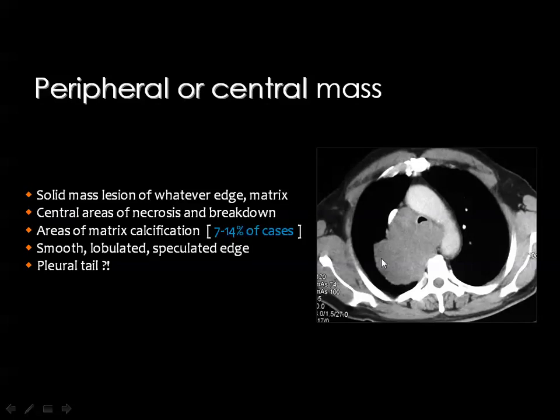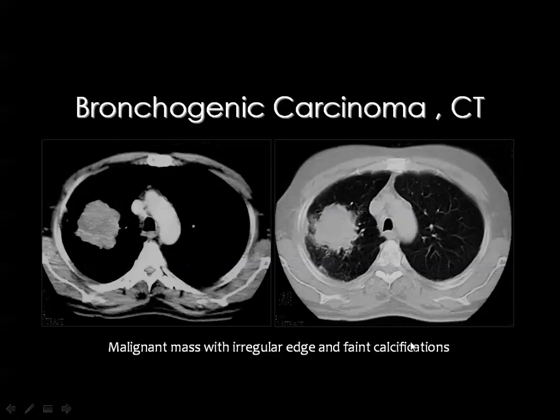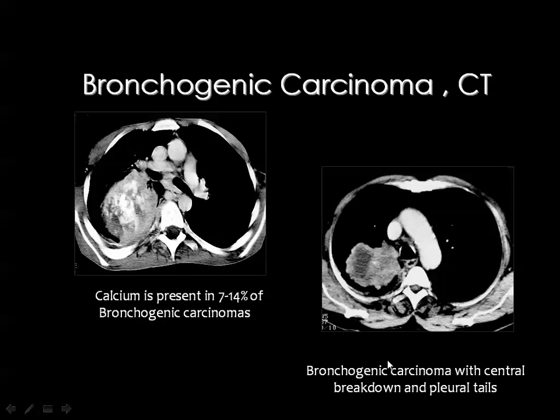Then a mass in the lung in an adult should be considered as bronchogenic carcinoma until proved otherwise. Whether this mass has a spiculated margin or an even smooth margin, and whether it contains calcium or not, we should consider this as bronchogenic carcinoma until proved otherwise. And this is a CT scan, mediastinal window and lung window, of a lung cancer in the right upper lobe with this spiculation of the margin.